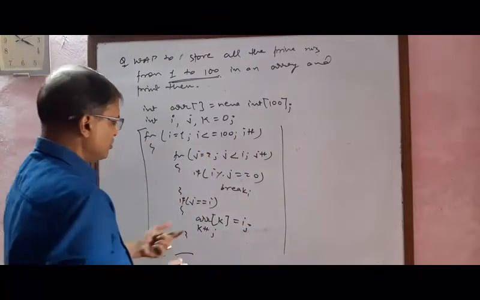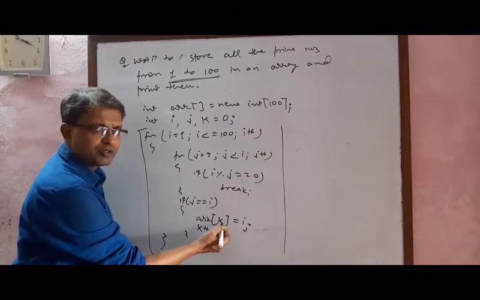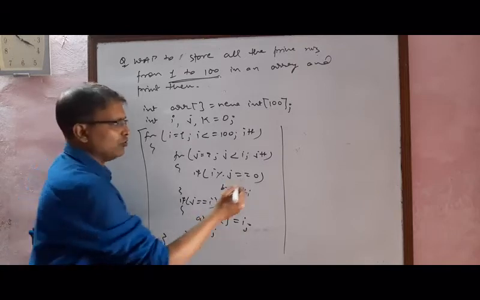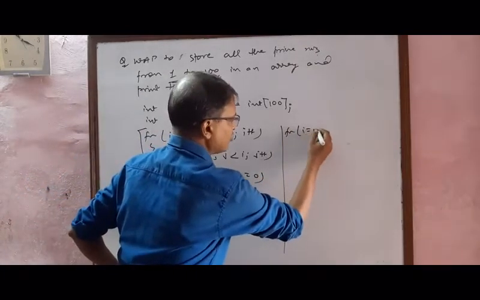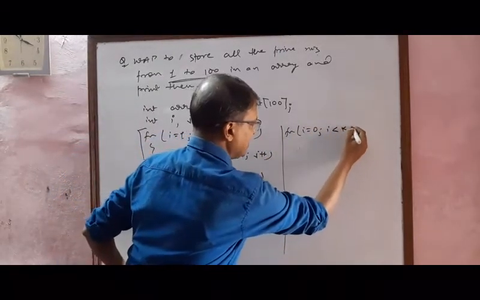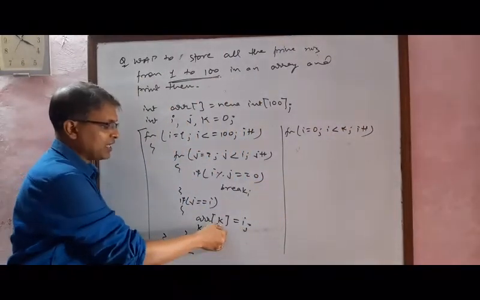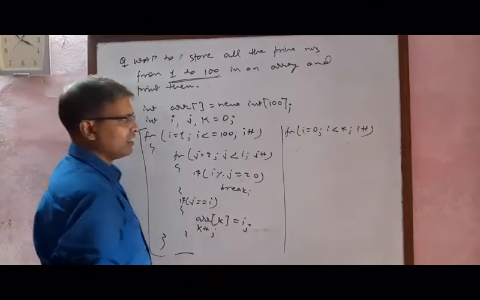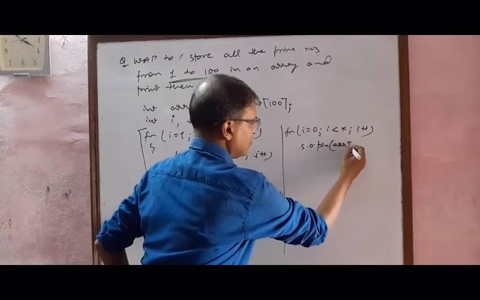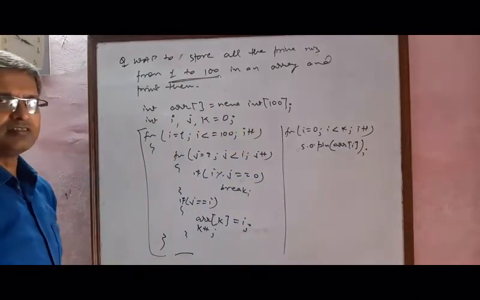If the last prime number is stored at some value of k, then definitely its value will be incremented with k plus plus. So to print the values, printing will start with 0: for i equal to 0, i less than k, i plus plus. Less than k because the value of k has been incremented after storing the last value. Clear? So i less than k, System.out.println(arr[i]). Clear? So this is this type of problem.